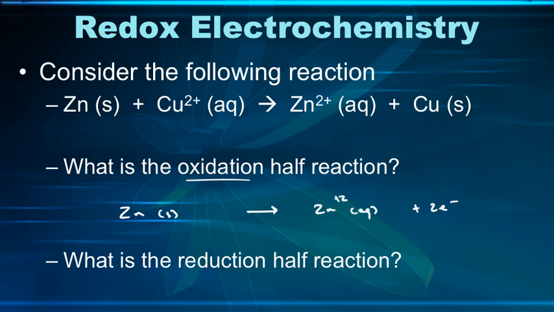Then for the reduction half reaction, let's pick the copper 2 ion, because that's what it looks like on the left side of the arrow. On the right side of the arrow, it looks like Cu, solid copper. To go from +2 to 0, it had to gain electrons. How many electrons did it gain to go from +2 to 0? It gained 2 electrons. So it looks like that. We would call this the half reactions, where you have just the oxidation occurring here and just the reduction occurring right here.